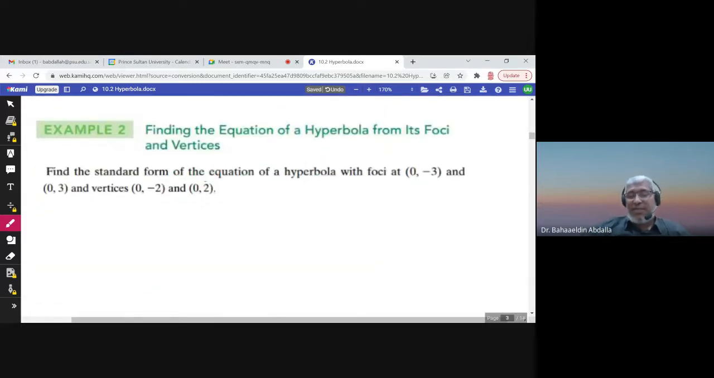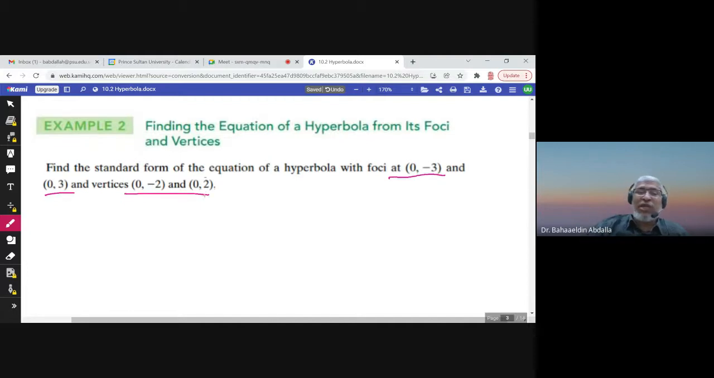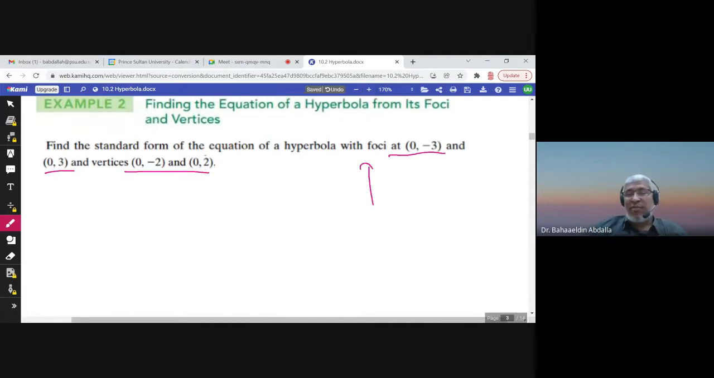Find the standard form of the equation of the hyperbola with foci 0, -3, 0, 3, vertices 0, -2, and 0, 2. This is the second type of questions. Let me start with the vertices. If the vertices are 0, 2, 0, -2, then the hyperbola opens up and down. And then I have y square over a square minus x square over b square equals 1. And the center is 0, 0, because the center is in the middle.